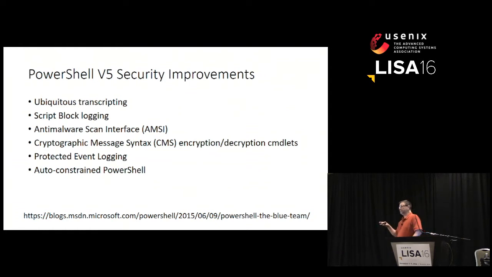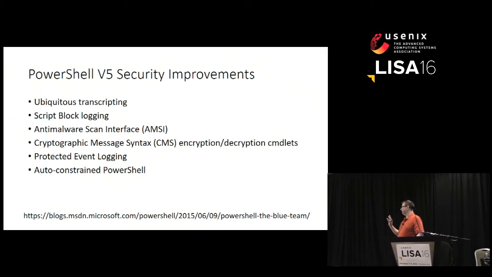We have ubiquitous transcripting, so anything anyone does gets transcripted. It's like Linux script, right? Everything gets logged, and then you can log that off to another machine. We have deep script block logging. So anything that's done on the fly, we log it. So these bad guys that have payloads of payloads of payloads and do all sorts of obfuscation tricks, that all gets thrown away, and everything that they do is shown in the clear through logging.